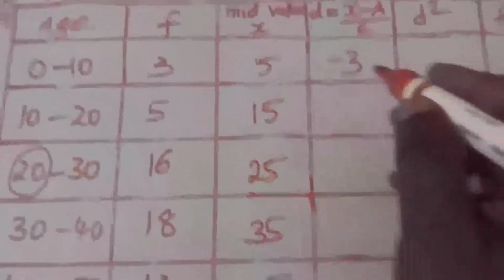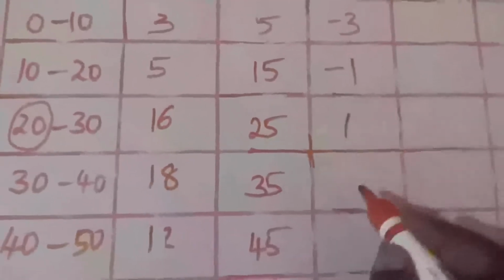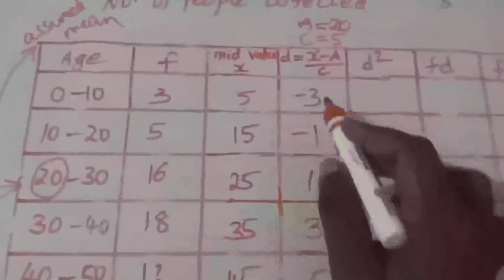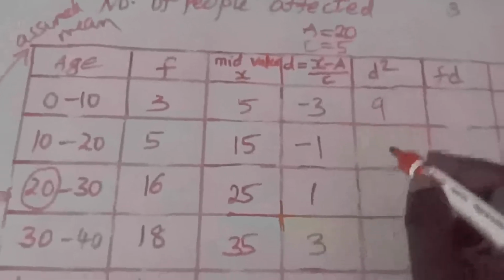So minus 3, next minus 1, then 1, 3, 5, 7 and 9. You have to follow these steps for these particular numbers. Once you calculate, you will be getting these values. So next is d square. Once I square this, I get 9, 1, 1, 9, 25, 49. Here it is.